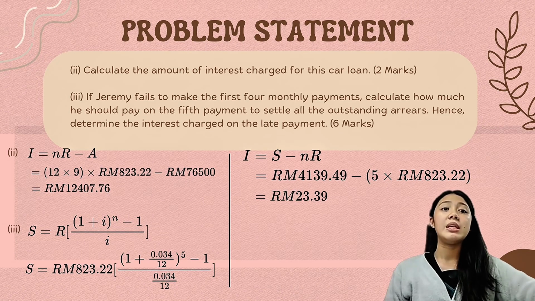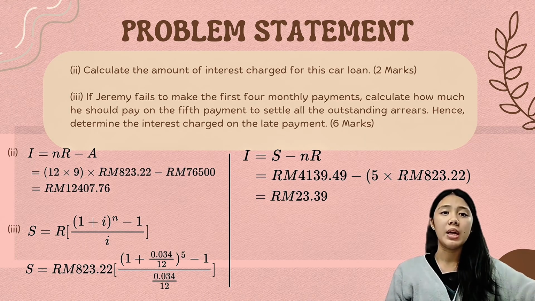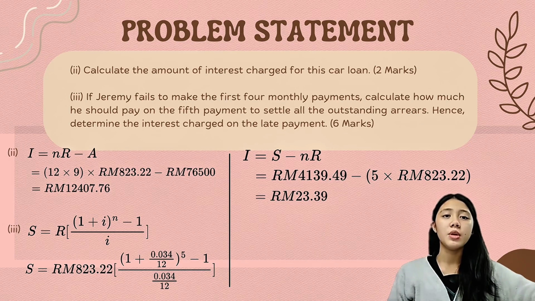Hence, to determine the interest charge on the late payment, we are going to use the interest formula, which is I equals S minus nR. So, we are going to substitute 4,139 ringgit and 49 cents into S, the value of n is 5, and the value of R is 823 ringgit and 22 cents. So, the total interest charge for this late payment is 23 ringgit and 39 cents.